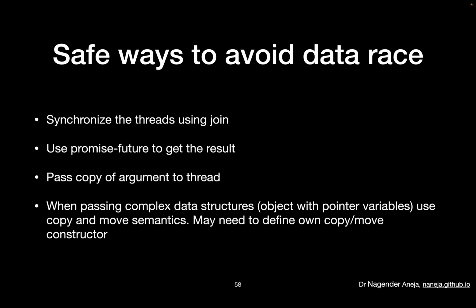When passing complex data structures, or objects with pointer variables, use a copy. In case you're passing objects to the thread, we need to use copy or move semantics carefully. Either create a deep copy or use move semantics, so that the rules are very clear on how the data will be modified by the thread. These are some of the safe ways to avoid data race conditions, and we'll see some other ways in the next lesson. Thank you.